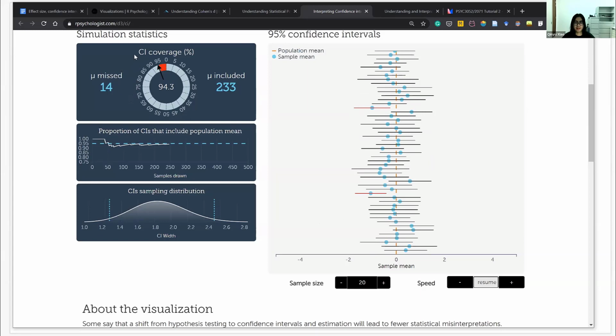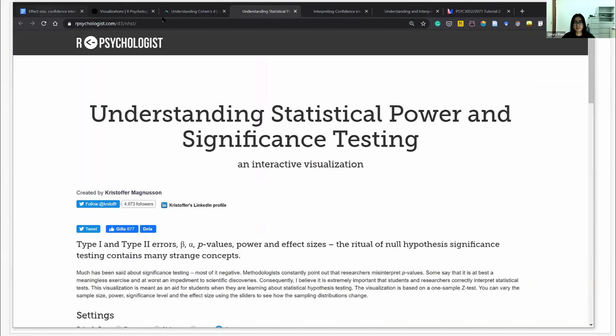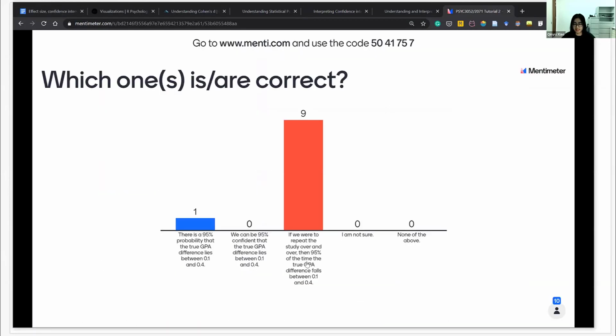If we look at this CI coverage number, it indicates how many of the confidence intervals we have generated so far have covered the true mean. You can see that around 95% of them actually cover the true mean. The number is 233, and 14 confidence intervals miss it. So the confidence interval does not have anything to say about the true mean that we are trying to see here, but the Menti option that we just used actually says something about the true mean.